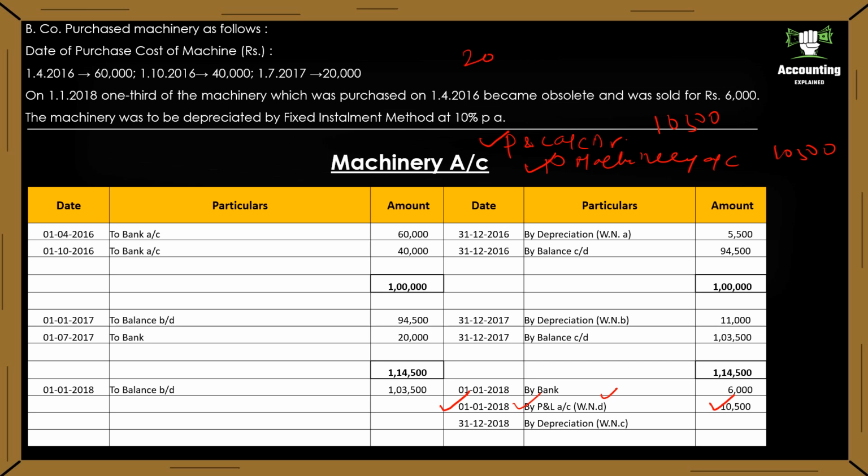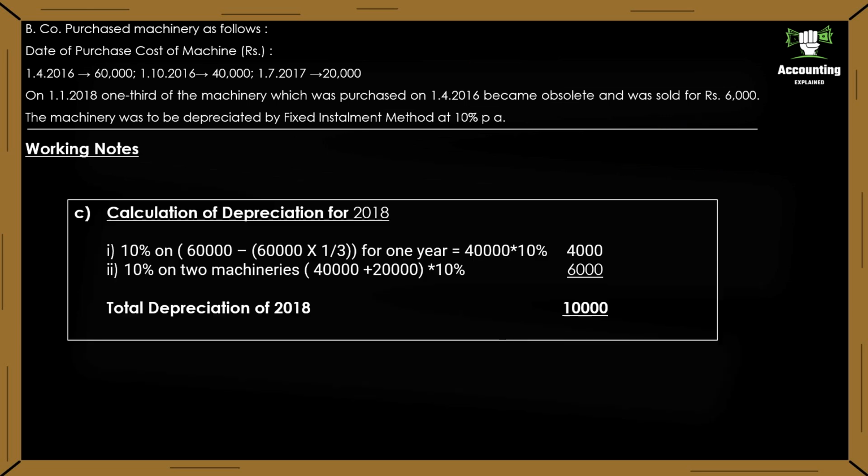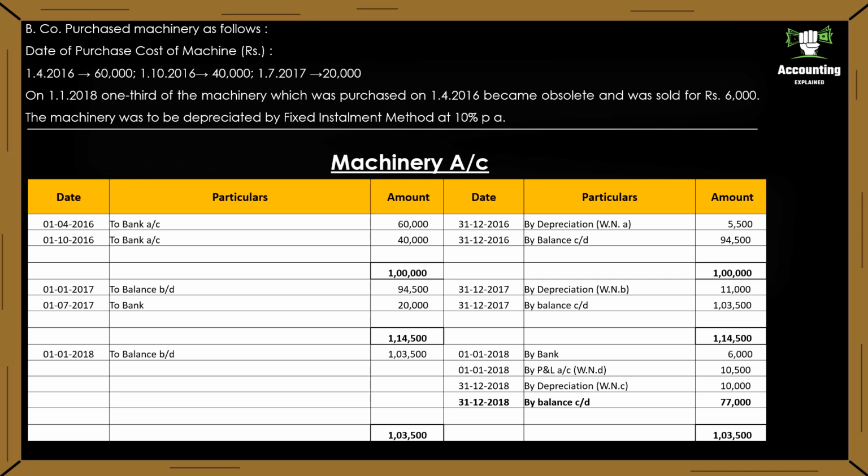Next, we don't have any other transaction for 2018, so we directly take depreciation at the year end. On 31/12/2018, by depreciation, we are going to refer to our working note C now. On referring to the working note C, we find that the total depreciation for 2018 which we have calculated amounts to rupees 10,000, which we will take to our machinery account now. On 31/12/2018, by depreciation, the depreciation was 10,000 rupees.